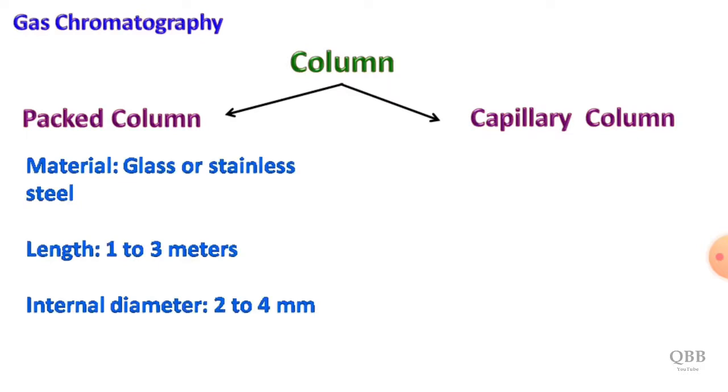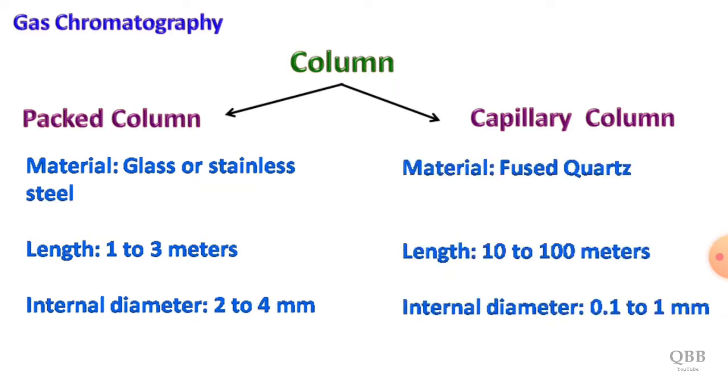Packed column. A packed column can be made up of glass or stainless steel. The length of this column varies from 1 to 3 meters and it has an internal diameter of 2 to 4 millimeters. Capillary column. The capillary column is made up of fused silica. These columns are very long, with a length from 10 to 100 meters, and have an internal diameter of 0.1 to 1 millimeter.